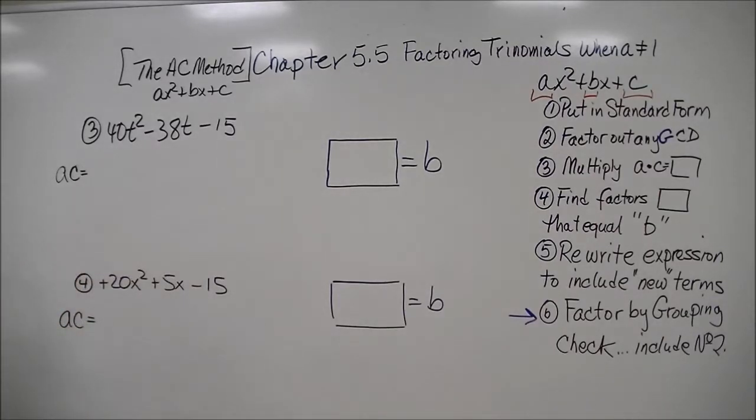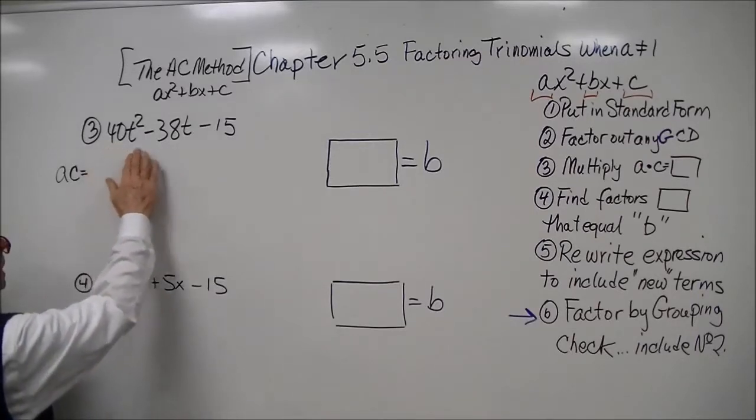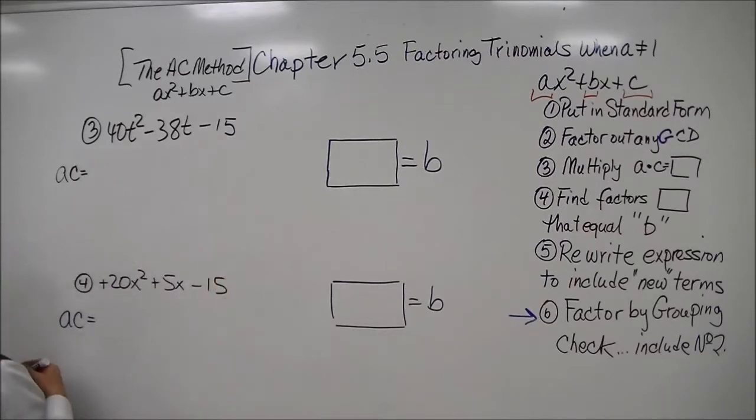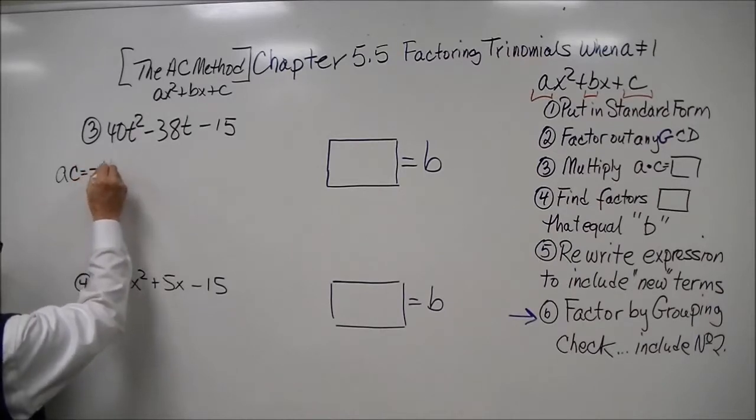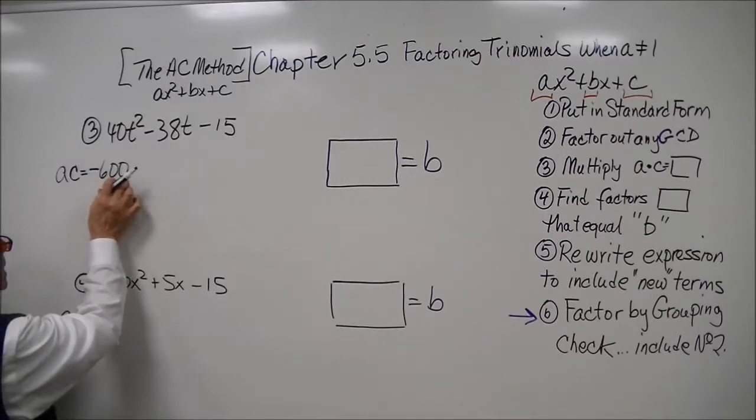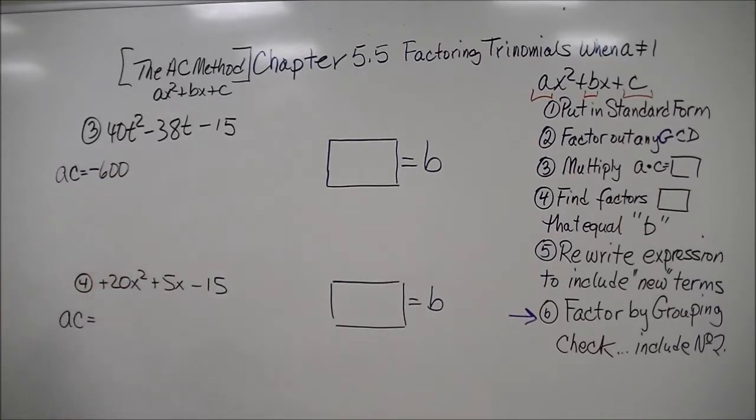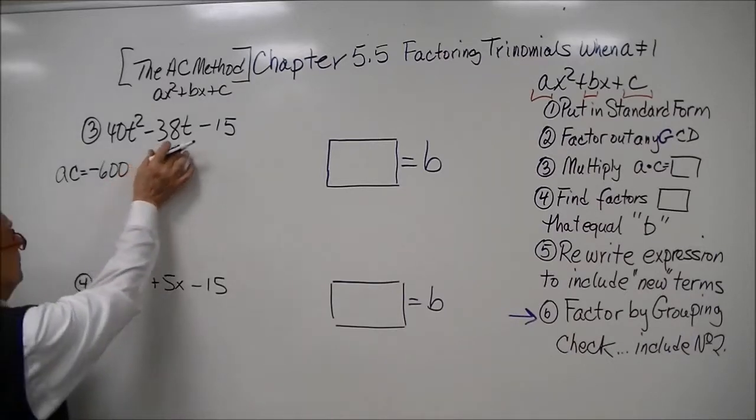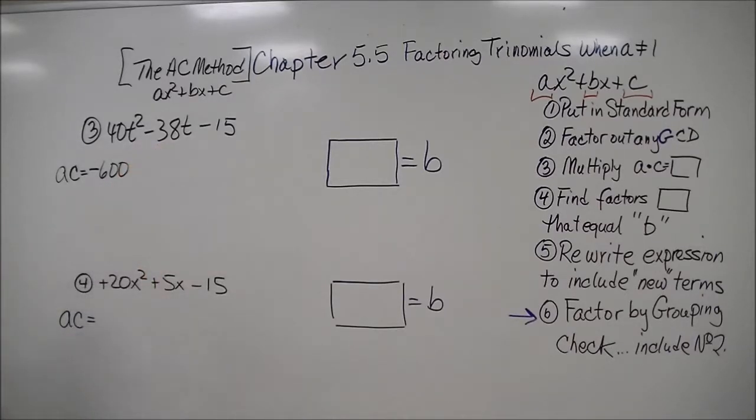So let's take a look at number 3. As we look at it, we want to multiply 40 times a -15. That's going to give us a -600. And now we're looking for factors of 600 that will eventually have the difference of 38. So this is a rather challenging one.